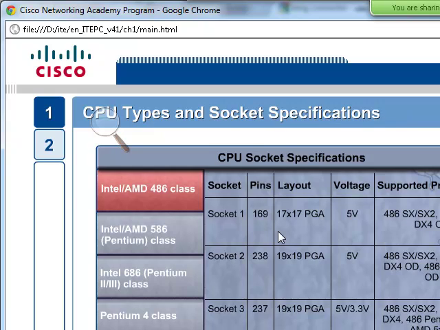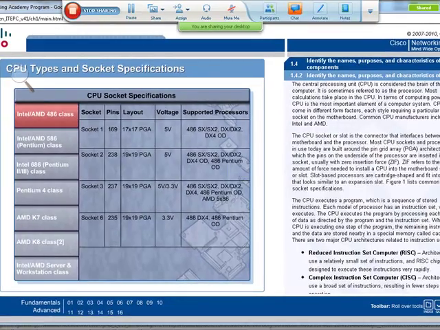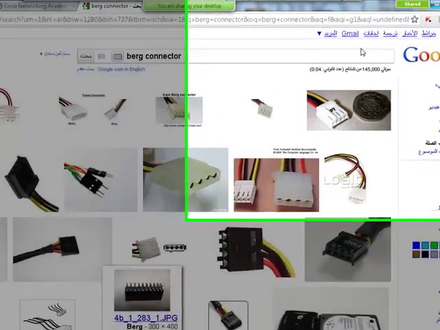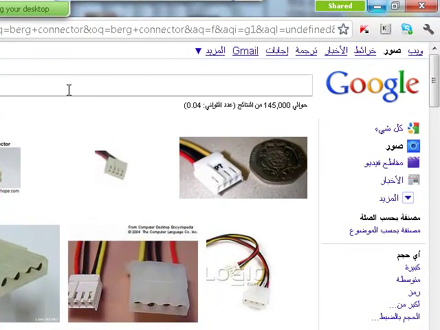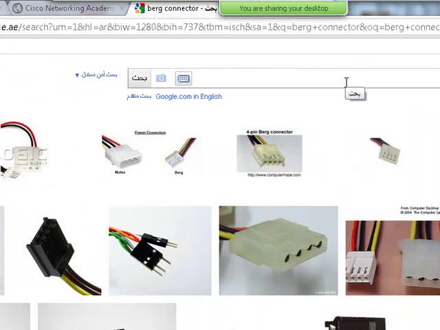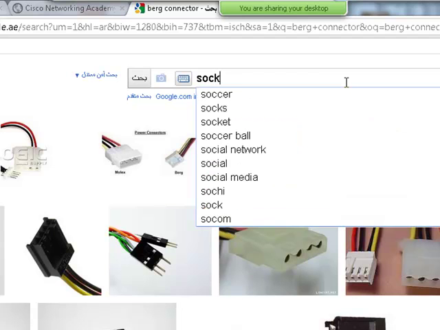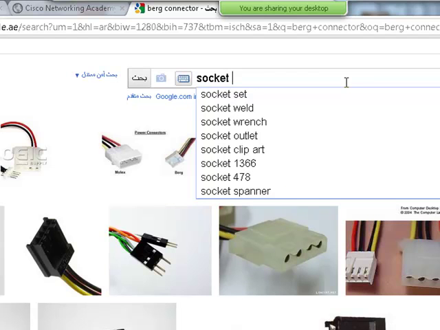What is the socket? Let us go to Google. Okay, you notice over here I always use Google to help me, to aid me. As we discussed the other day, Google was the best thing.